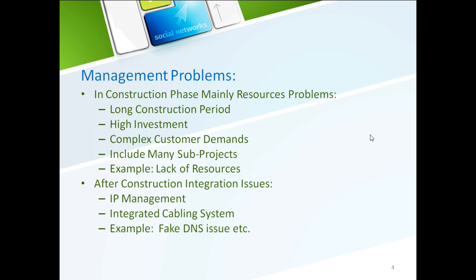There are two types of management problems: problems in construction phases and problems after construction. In the construction phase, the problems that we can face are long construction period and high investment. An example of a construction phase problem is lack of IP addresses. After construction, IP management problems can be faced. Integrated cabling system. An example is fake DNS.